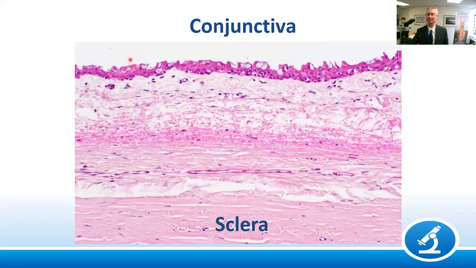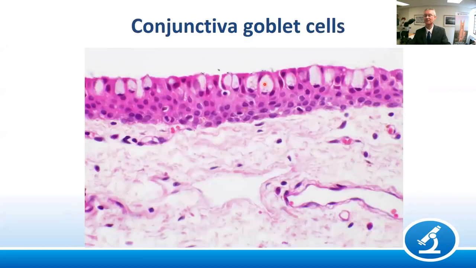Here's a basic photograph of conjunctiva. You see the epithelium here at the surface. The sclera is beneath. The substantia propria or lamina propria, this loose fibrocollagenous fibrovascular connective tissue, is in between the two. And if you can see my red laser, you can see the goblet cells. And here on higher power, these very important goblet cells in our conjunctiva.